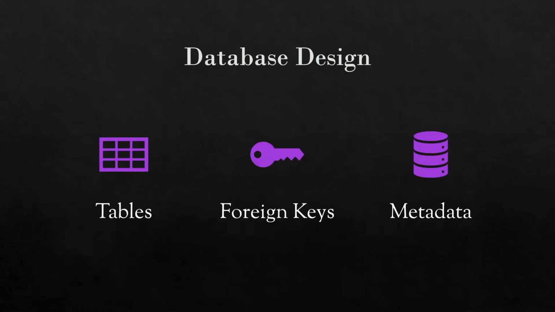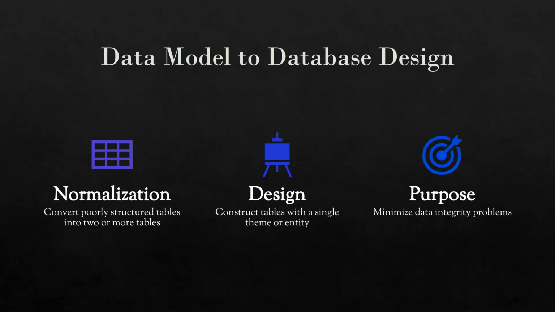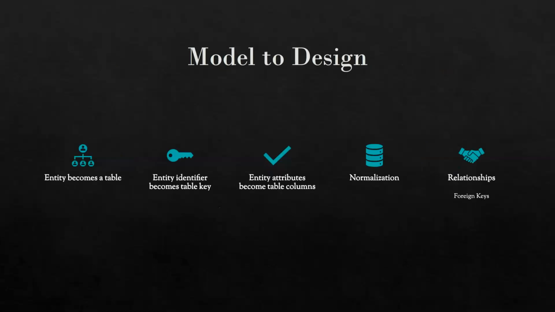Now, database design. With a database design, we have tables, we have foreign keys, and we have metadata. So what we do is we convert our data model to a database design. And we do this through normalization, which is converting poorly structured tables into 2 or more tables. We construct tables with a single theme or entity. So student, professor, class, okay? And then our purpose in doing this is to minimize data integrity issues.